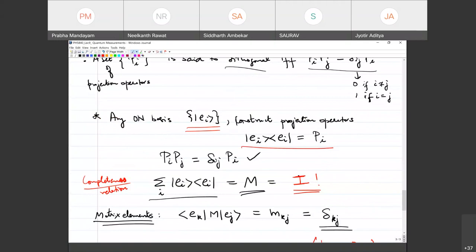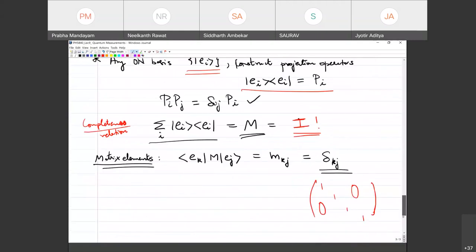Now, I have only dealt with rank one projectors. Here, it is possible to have higher rank projectors, but that's slightly outside our scope. I encourage you to go read up Box 2.2 in Nielsen and Chuang. I think I've given you sufficient information to go read through the proof of the spectral theorem, and also to understand what happens when you have higher rank projectors here, which are not identity, by the way. They can be non-trivial higher rank projectors. Okay, fine.